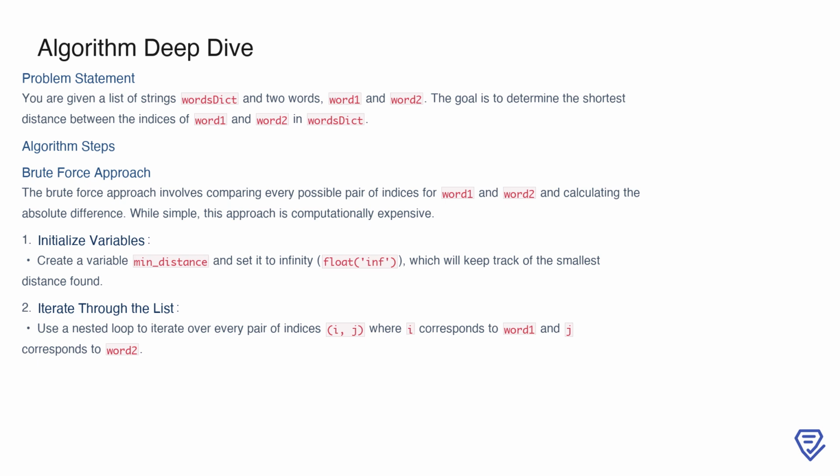In this method, we initialize a variable min_distance to infinity, which will store the smallest distance we find. Then, we use 2 nested loops to examine all possible pairs of indices. This means for each index i where word 1 is found, we compare it to every index j where word 2 is found, calculating the absolute difference between these indices. While this approach is straightforward, it can become computationally expensive due to the nested looping over all possible pairs.